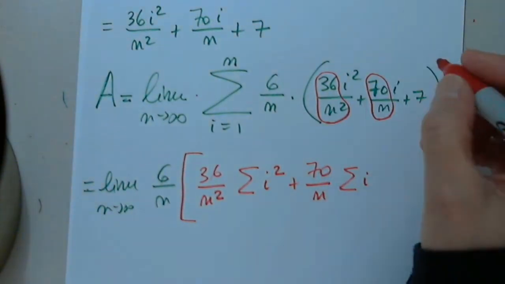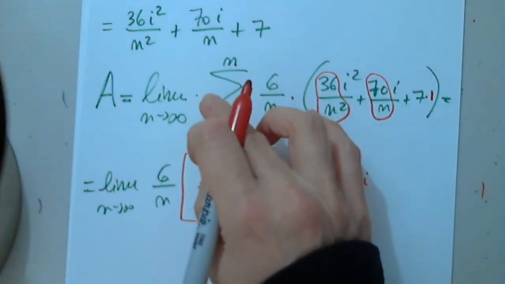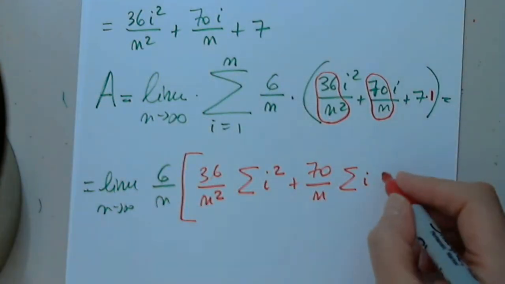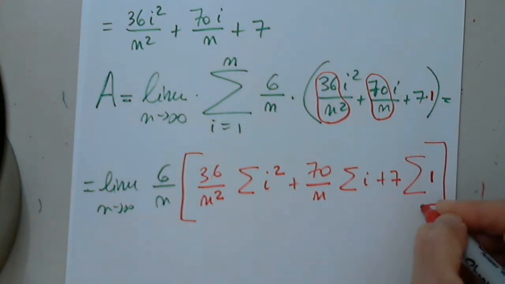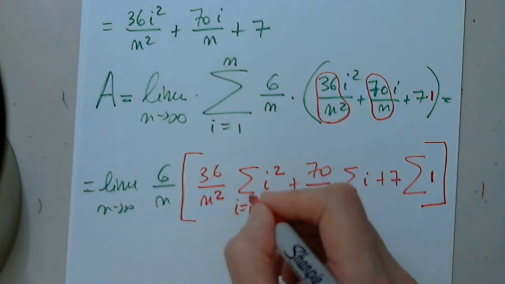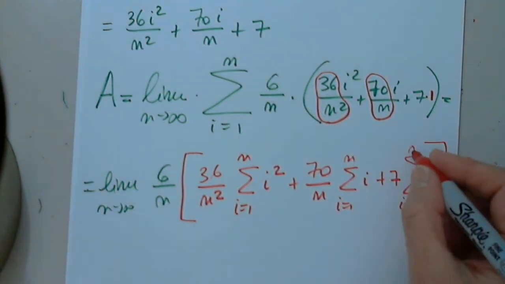Plus 7, or any number, is 7 times 1. So when I apply the sum to the last term, 7 goes in front, the sum of 1. Of course, from i equals 1 through n, from i equals 1 through n, from i equals 1 through n.